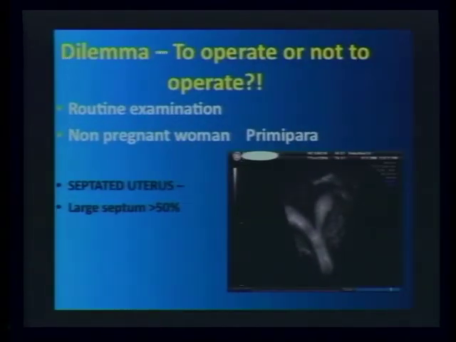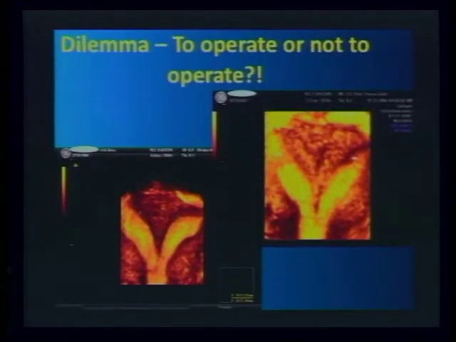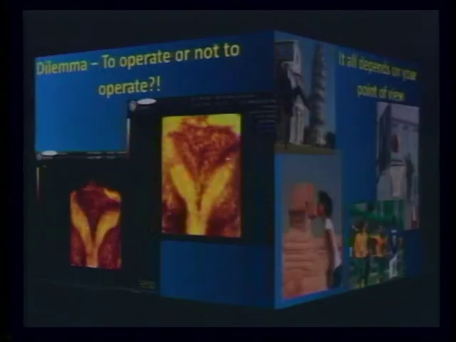And I challenge the audience with a dilemma that we encounter a lot. A young primipara comes to you for a routine examination. She has been married for 1 year. She has never been pregnant. On routine examination, you find a large septated uterus. The septum is over 50% of the uterine cavity. What should we do with her? To operate or not to operate? This is the question, and I'll leave it to the discussion at the end of the presentation. Two different cases of very large septum in a primipara who never tried to conceive. Do we have to operate on her or not?